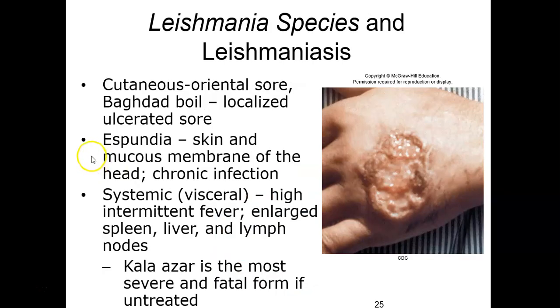Leishmania can result in a whole slew of different disease conditions, such as this boil here that you see. This is known as the Baghdad boil, this ulcerative sore that forms on the skin. There's also a condition known as espundia, which is a result of damage to the skin and mucous membranes. And then systemically, it's able to produce things like fever, enlarged organs, and we have this variant version known as Kala Azar. And Kala Azar, again, is extremely fatal. And death actually results from things like anemia and destruction to the blood-forming tissues. So this is actually a form of Leishmania.